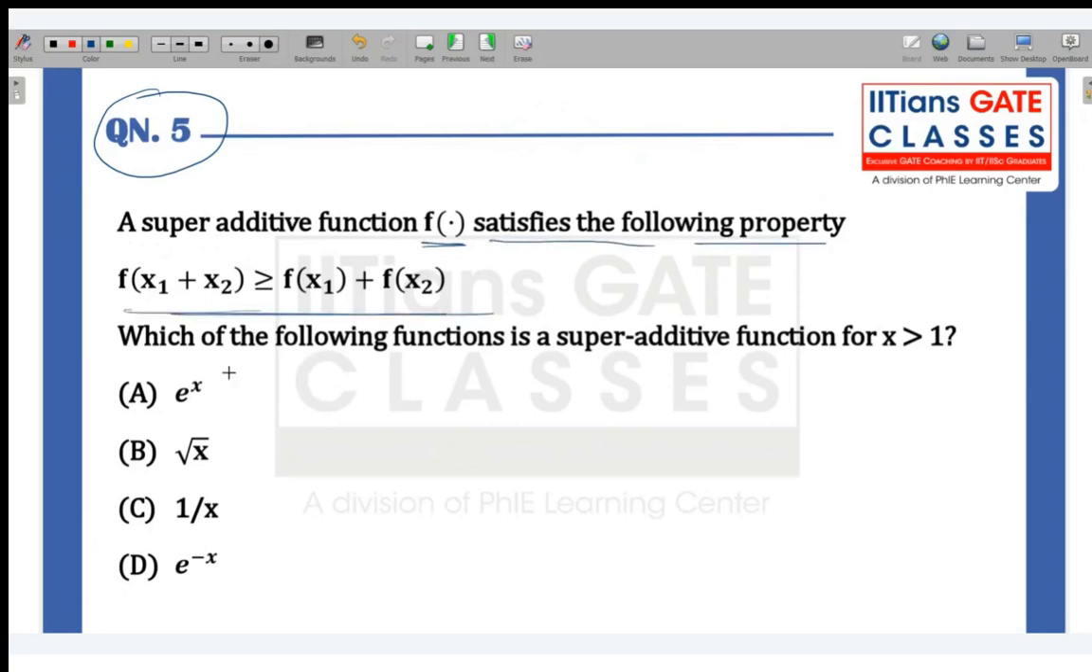The function f(x1 plus x2) is greater than or equal to f(x1) plus f(x2). So this is the inequality sign they have given, which you can say is the slack inequality, right? Slack means greater than or equal, and so which of the following functions is the super additive function for x greater than 1? So I think by looking at these four options, you can immediately eliminate these options, right?